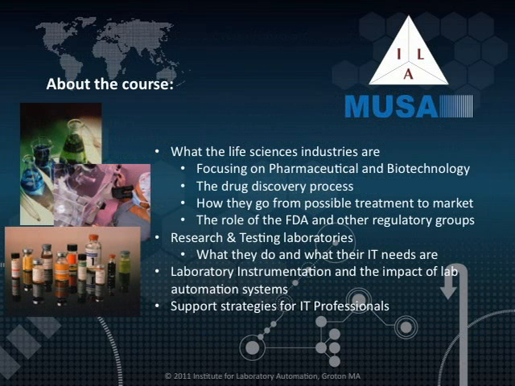This course will begin by looking at what the life science industries are, and in particular focusing on the pharmaceutical and biotechnology industries. We will then move on and look at how scientists go about discovering new drugs and turning those discoveries into useful, beneficial products. We will also take a look at the role the FDA and other regulatory groups play in bringing products to market and why this emphasis on regulation is important.